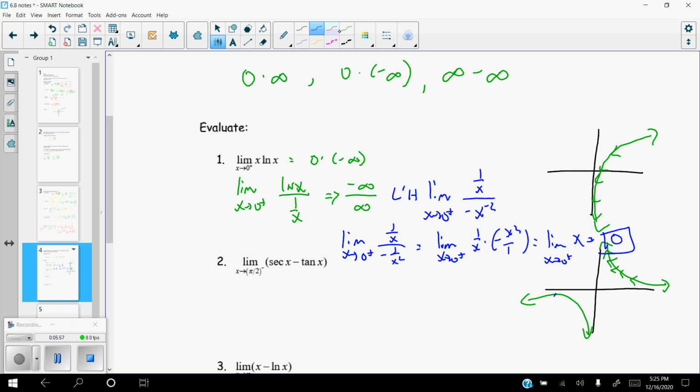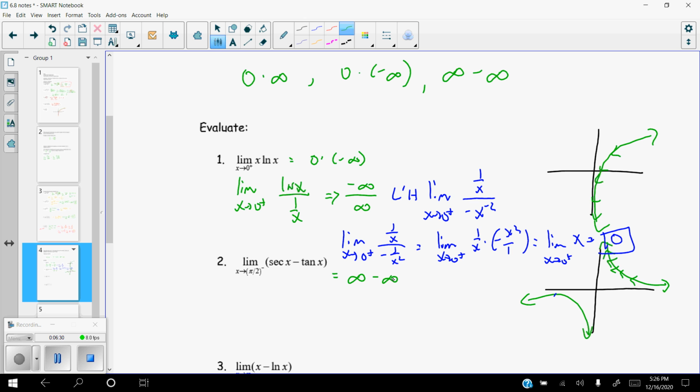I'm not going to walk through the entire process there, but secant of x as x approaches pi halves from the left goes to infinity. Tangent of x as x approaches pi halves from the left also goes to infinity. So we get infinity minus infinity. Again, we can't just say that that's going to be 0. We can't say that it's going to be infinity. We can't say that it's going to be a number. We have to do some work to show it. Obviously, you could guess, but then you probably wouldn't get any credit for it.